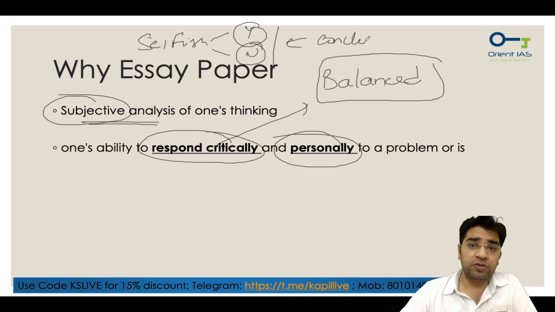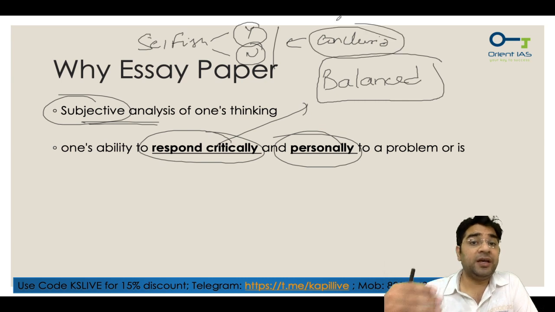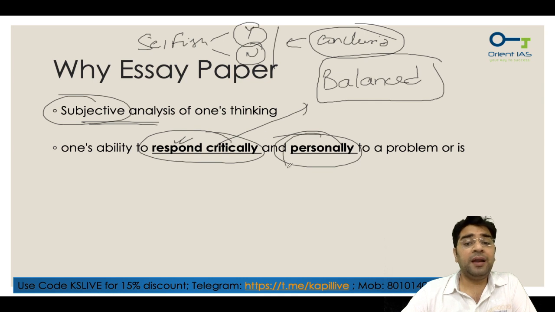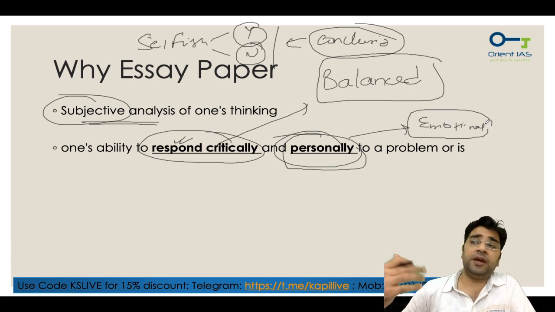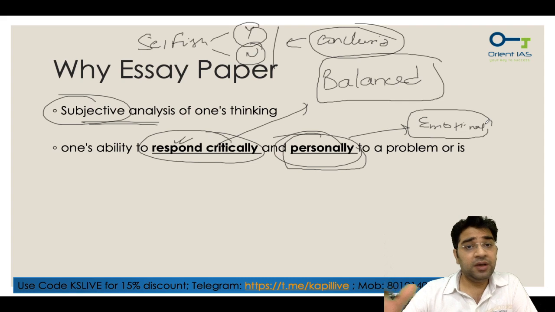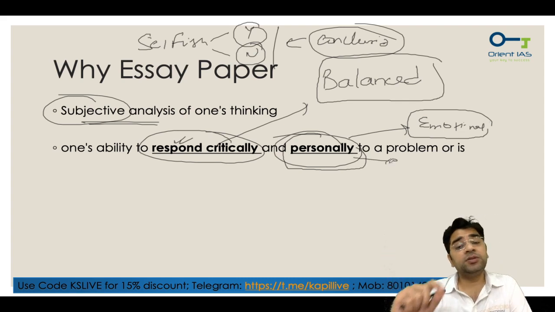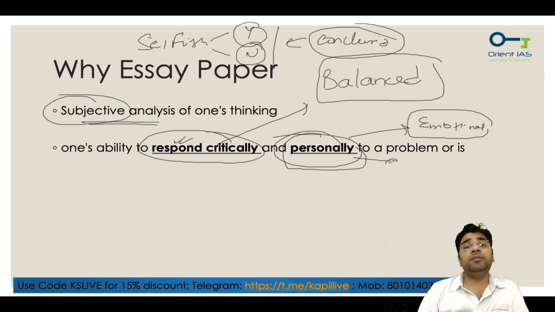Your conclusion should not be based upon any bias. So an essay is where you are able to respond critically and in a personal manner. When I say personal, it doesn't mean emotional. You don't have to be emotional with the topic. Let us say you are a feminist personality, that doesn't mean you will only write about feminism. Let us say you are anti-feminist, that does not mean you will only respond in an anti-feminist pattern. When I say personally, it means that you are in place of that person who is the victim of the scenario.